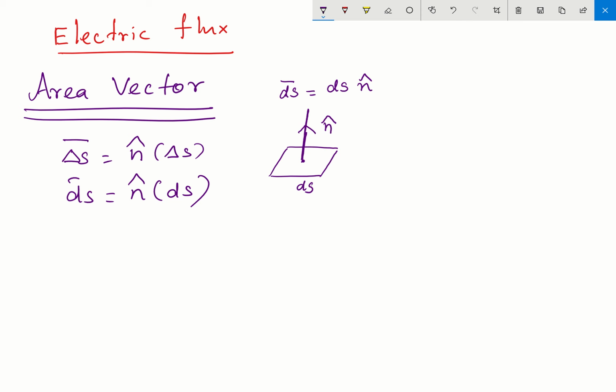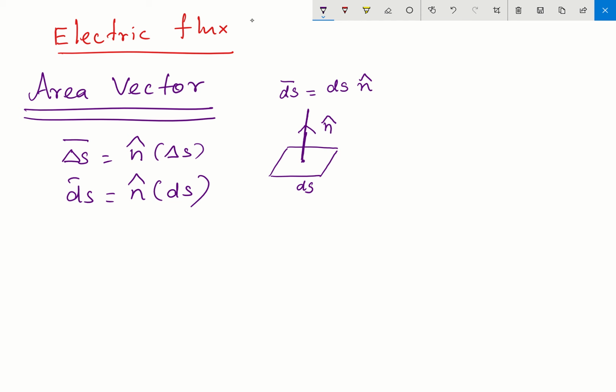Now, therefore, what is electric flux? See, electric flux over an area, or electric flux linked with the area in an electric field, is nothing but the measure of the number of electric field lines crossing this area. What is electric flux?